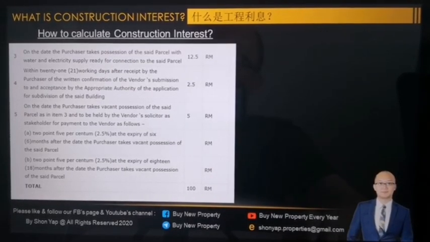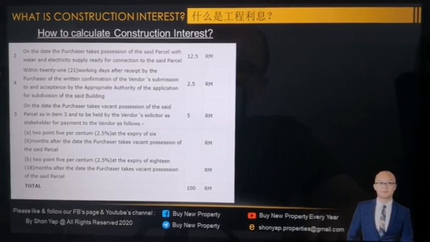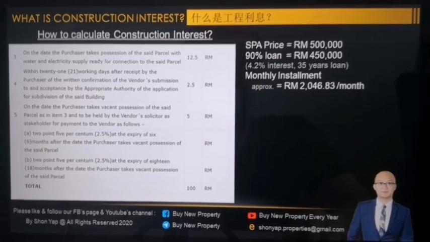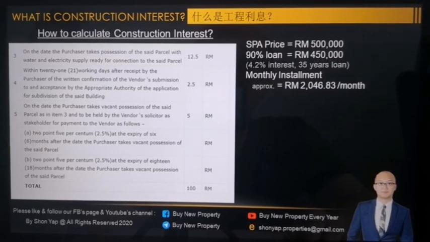And some payment schedules have 4 stages and some have 5 stages. This is an example. If your SBF price is 500,000, you take a 90% loan, 450,000. Previously, at 4.2% interest on a 35-year loan, the monthly installment is about 2,000 plus.